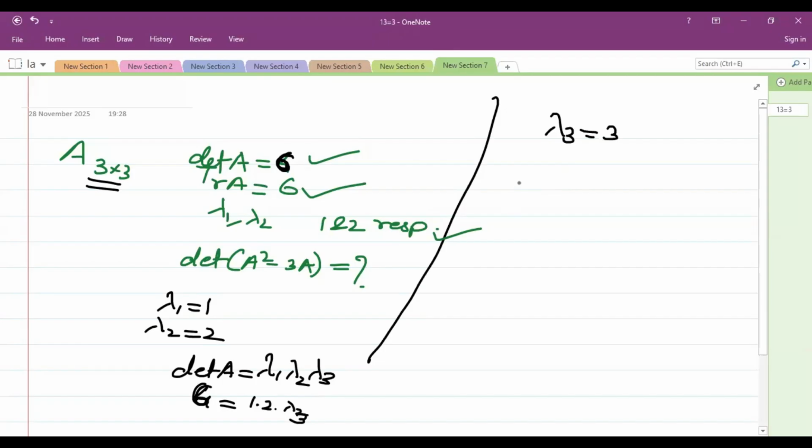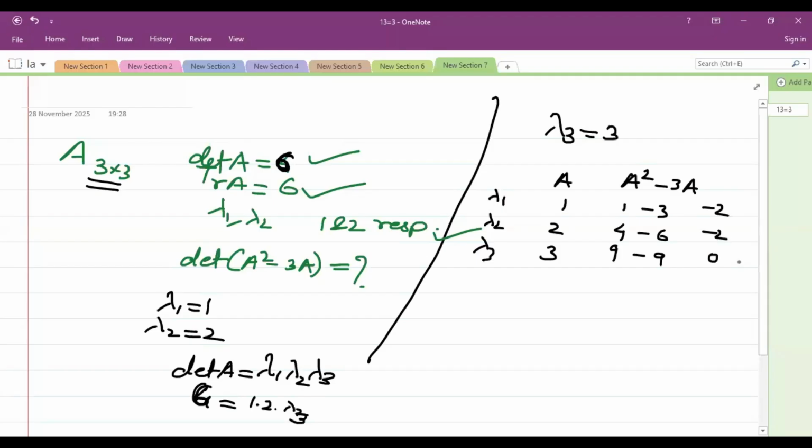Now, these are the eigenvalues of A. Similarly, you can get the eigenvalues of A square just by raising the eigenvalues of A to the power of the index. So the eigenvalues of A square would be 1, 4, and 9. And for minus 3A, it will be minus 3 times each: minus 3, minus 6, and minus 9. So the eigenvalues of A square minus 3A are minus 2, minus 2, and 0.